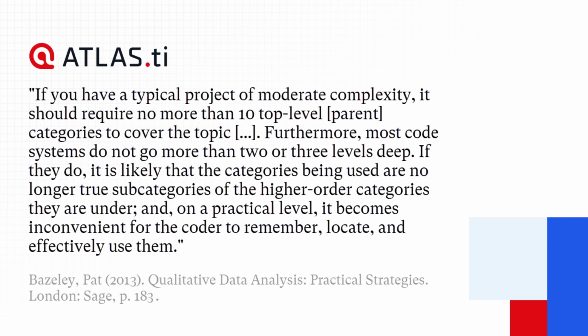If you have a typical project of moderate complexity, it should require no more than 10 top-level parent categories to cover the topic. Furthermore, most code systems do not go more than 2 or 3 levels deep. If they do, it is likely that the categories being used are no longer true subcategories of the higher order categories they are under. And on a practical level, it becomes inconvenient for the coder to remember, locate, and effectively use them.